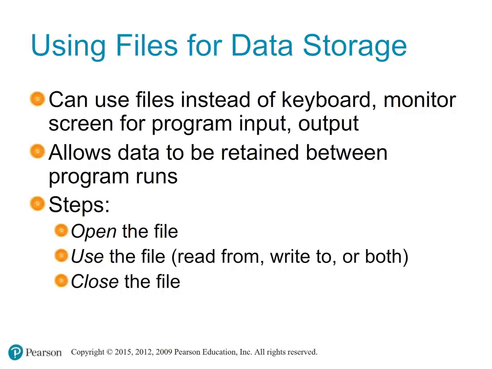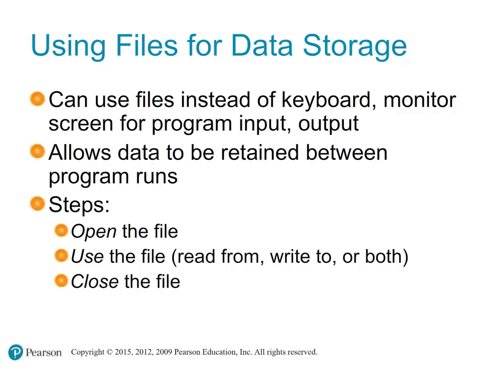The steps for file I/O are: first step, you open the file. Before a program can read from or write to a file, it must open it. This establishes a connection between the file and the program. If the file doesn't exist and you are trying to write to it, the system often creates it for you. Second step, you use the file.